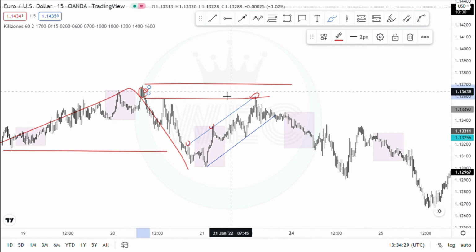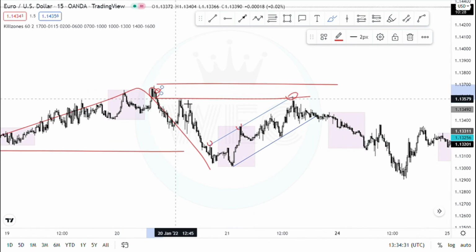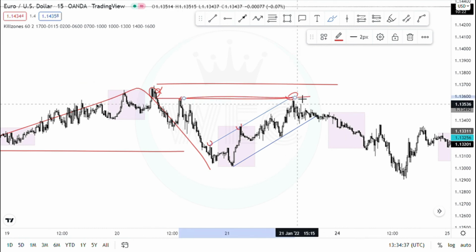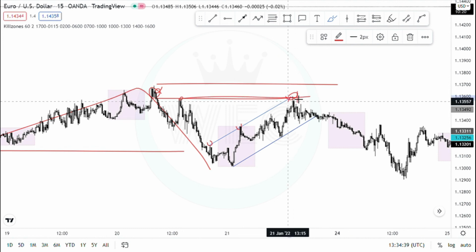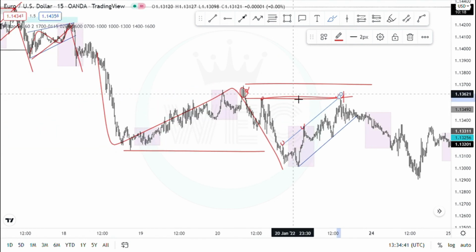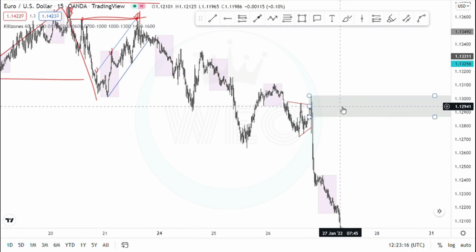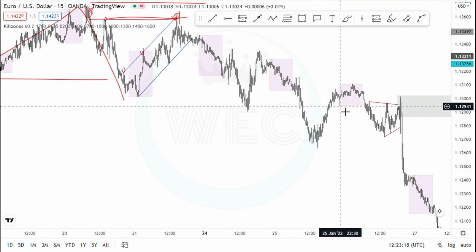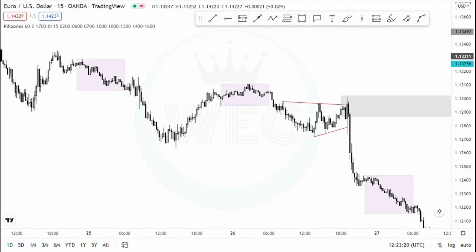So if you are taking those sells from here, praise the Lord, you are good to go. Again, what do we see? Internal liquidity has been taken. This point over here is an internal liquidity. It has been taken, okay, into that supply zone. So if you're taking your sells here, you are good to go. You can see.